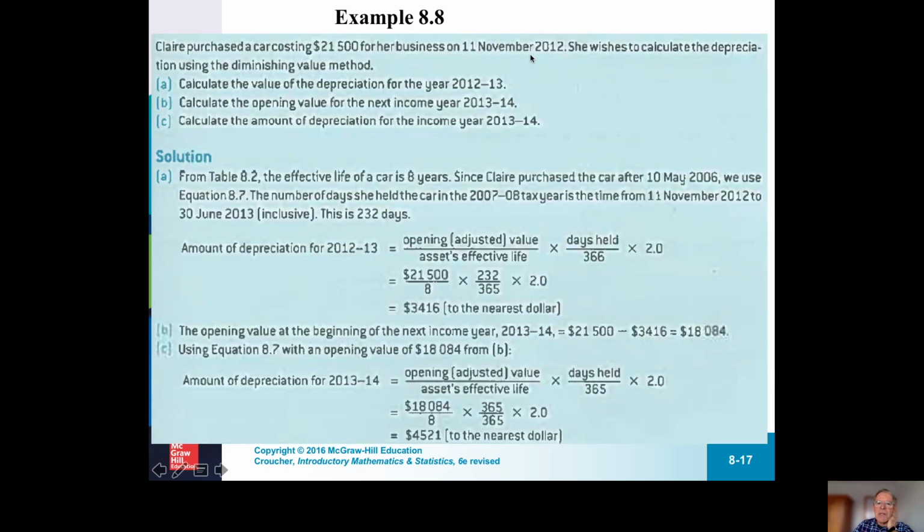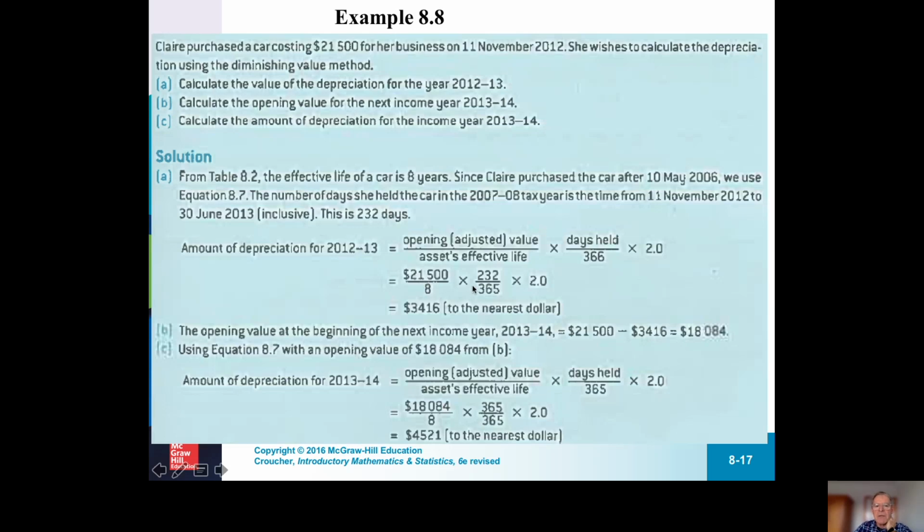This time, the asset was bought after the 10th of May 2006, so we'll be using the second formula. We're multiplying by this factor of 2. Pick up the opening asset's value, look up and find out what it is. It's a car. It's got an effective life of 8 years.